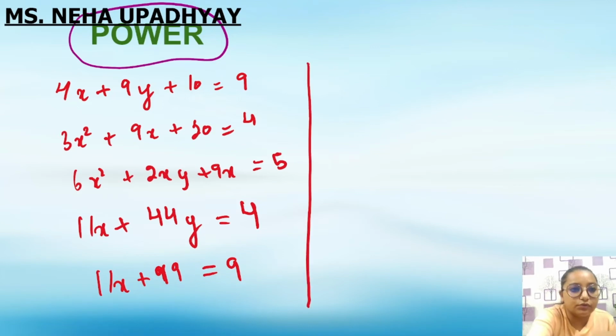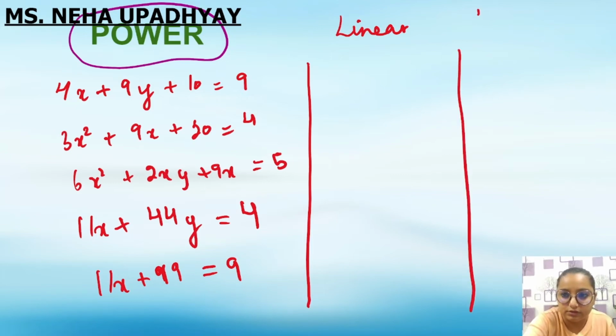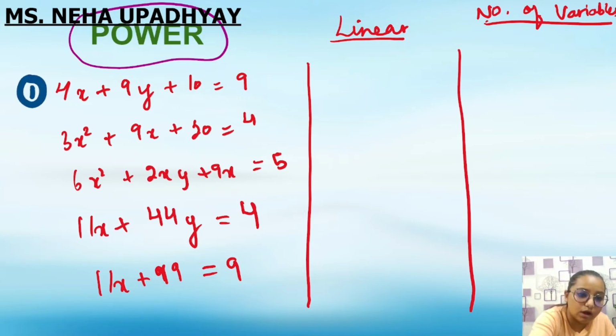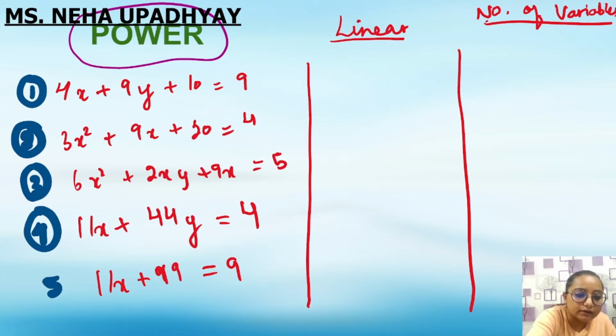Okay. So what we will do, we will write a tick if it is linear, and we will also count the number of variables. I hope writing is clear to everyone and everything on the board is visible to everyone. So tell me in equation number 1, 2, 3, 4 and 5. Okay.